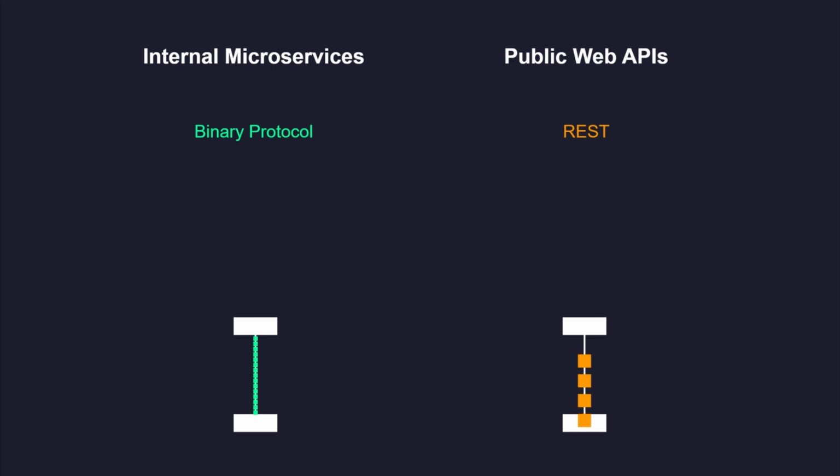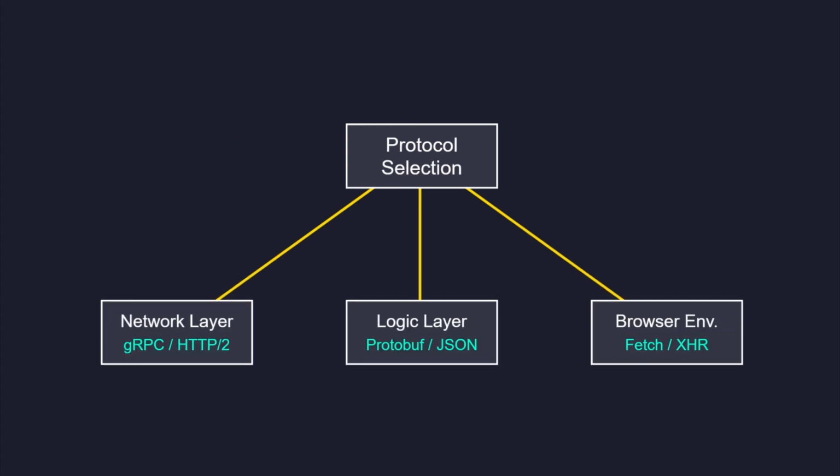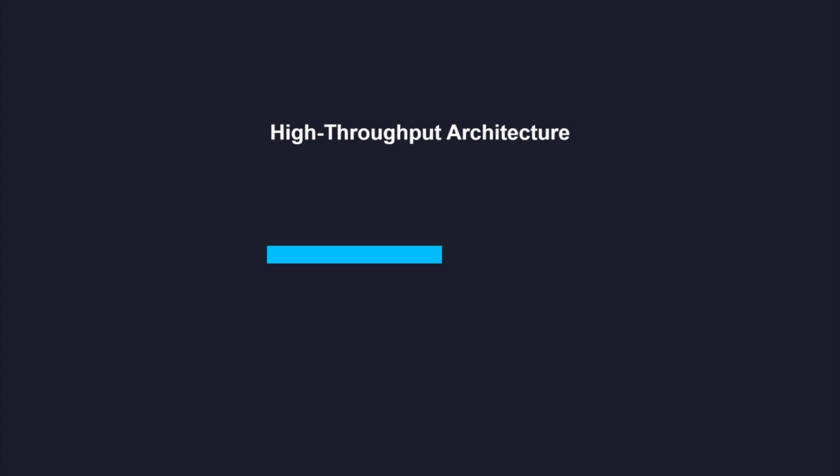For internal microservices requiring massive data exchange, binary protocols are the clear winner, while representational state transfer remains appropriate for public-facing web APIs with standard caching needs. System analysts must choose the protocol based on the specific bottleneck, whether it is network bandwidth, processor capacity, or the requirement for browser compatibility in the final application.